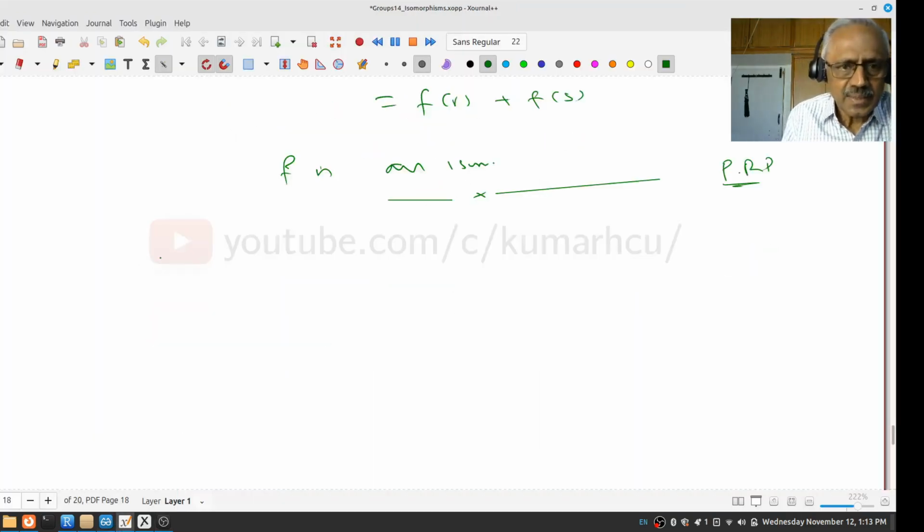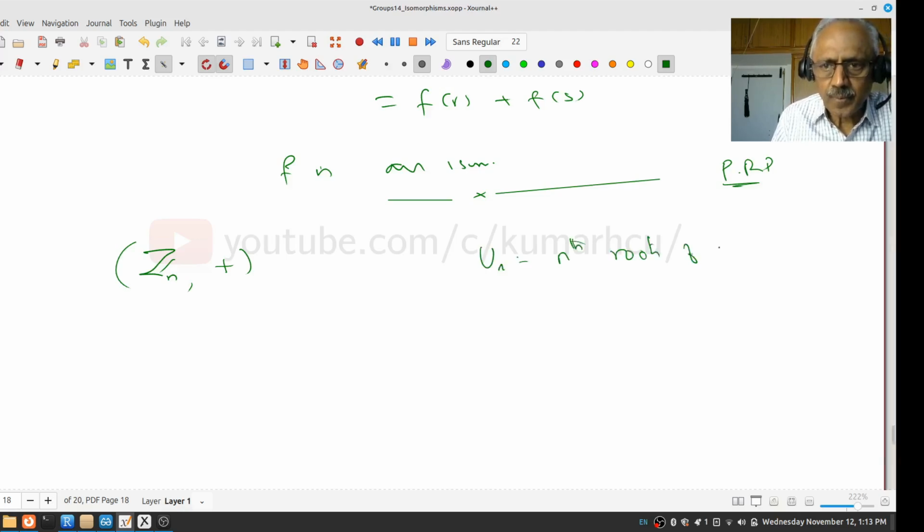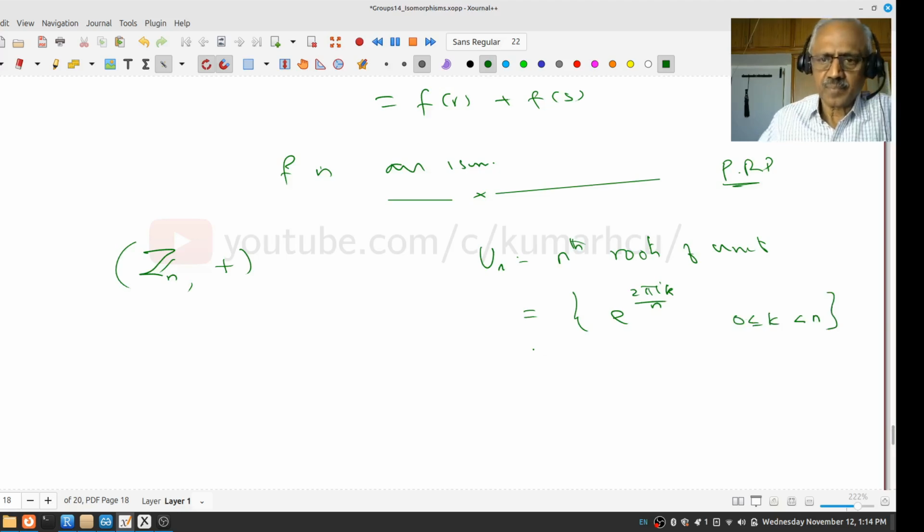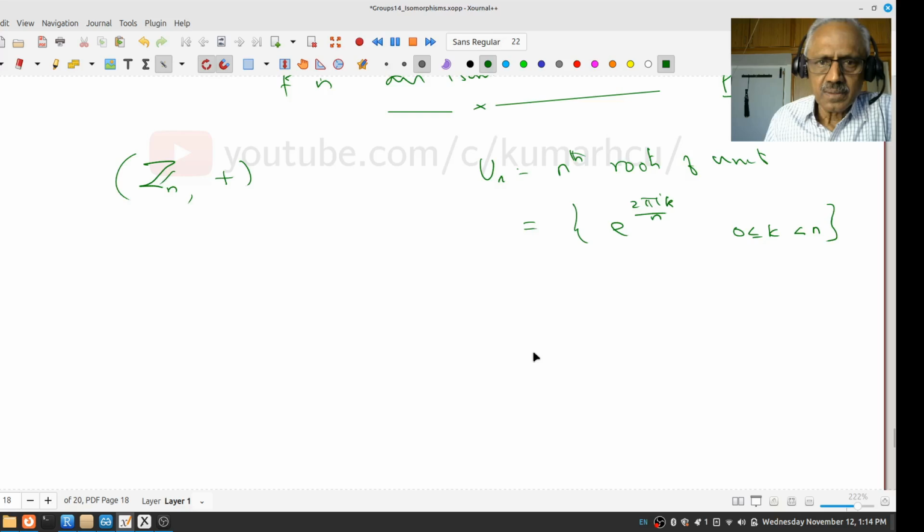Let us look at Zn under addition, and the nth roots of unity. Do you remember? That is e^(2πik/n), with 0 ≤ k < n. There are n elements, right? Notice that we know both are cyclic groups. This is generated by 1 and this is generated by e^(2πi/n).